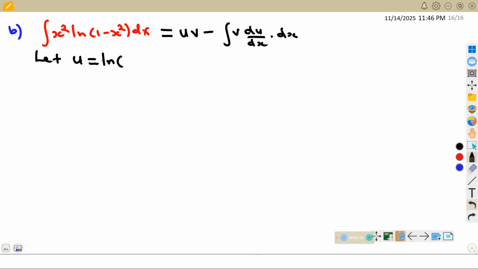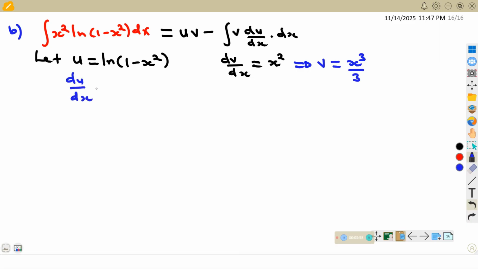So we shall let u to be ln of 1 minus x squared. And for that case, the dv dx will be x squared. So from there, it implies that our v will actually be x to power 3 divided by 3. And our du dx will actually be, differentiate this, get minus 2x divided by 1 minus x squared.